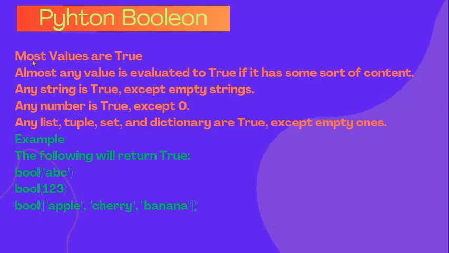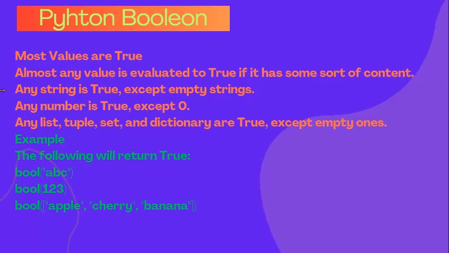Now, Python Booleans: most values are true. Almost any value is evaluated to be true if it has some sort of content. Any string is true except empty strings. Any number is true except 0. And you need to note this point, as it is asked in interviews also.